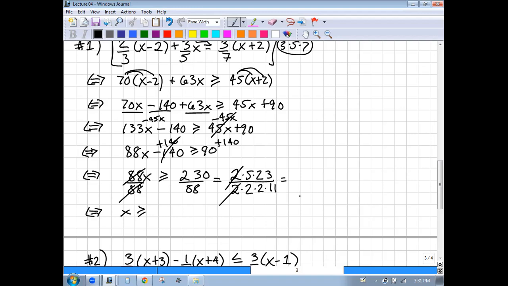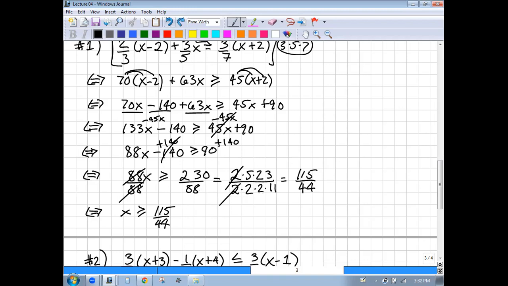All right. So now I'm going to multiply these back out. 5 times 23 is 115. 2 times 2 is 4, times 11 is 44. So this is equivalent to this. But what am I saying here? I'm saying x is greater than or equal to that, and that is equal to this. So in the end, I can reiterate, okay? So x is greater than or equal to this fraction, but this fraction is equal to that. So here's a thing where I have equal, equal, equal.